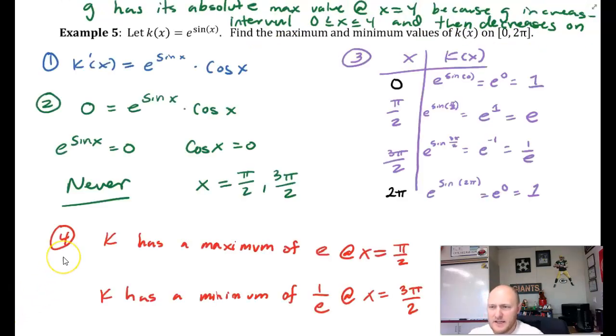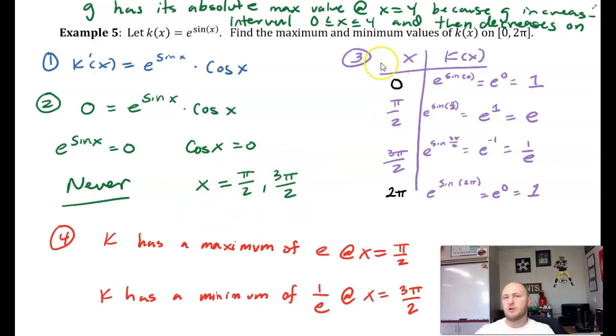All right, here is the solution to example number 5. The first thing that you had to do, you had to find your critical values. So that involves taking the derivative of the function and then setting it equal to 0 or finding out where it's undefined. This gave us our critical values, x equals pi over 2 and 3 pi over 2. These are your critical values and can contain relative extrema.